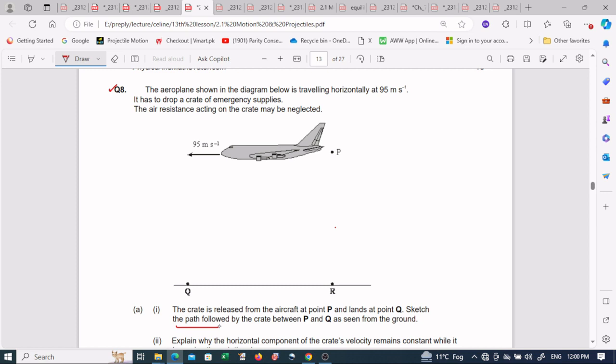As we know, when any object moves just like a projectile moves under gravity, the path followed will be parabolic. Its path must be a parabolic path. So we draw this parabolic path here. Here is the path followed, just like a parabolic path.